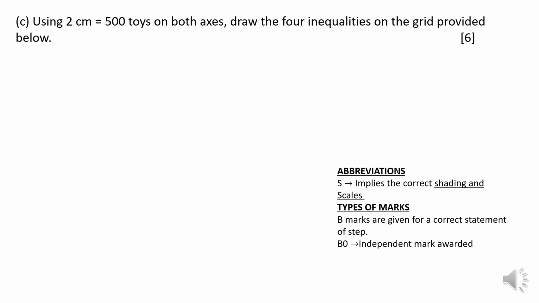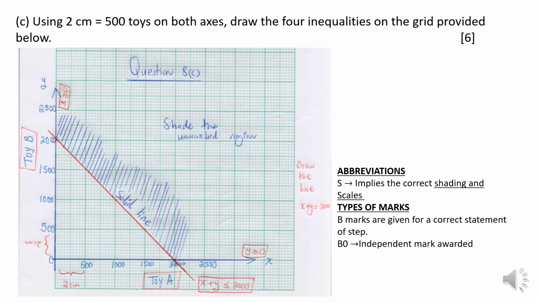Using 2 centimeters on both axes. Now I did it here also on a piece of paper and I scanned it on. The distance here is, as you can see, 2 centimeter. That's what you're supposed to have. Obviously the line x is greater or equal to 0 is the y-axis, and y is greater or equal to 0 is the x-axis. And these are the 3 lines that you have to have. You label your axis, toy A here, toy B, very important, and you shade the unwanted region.